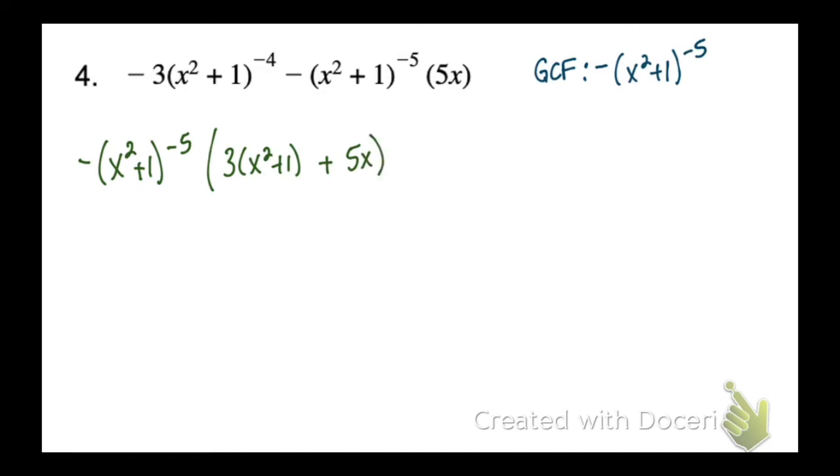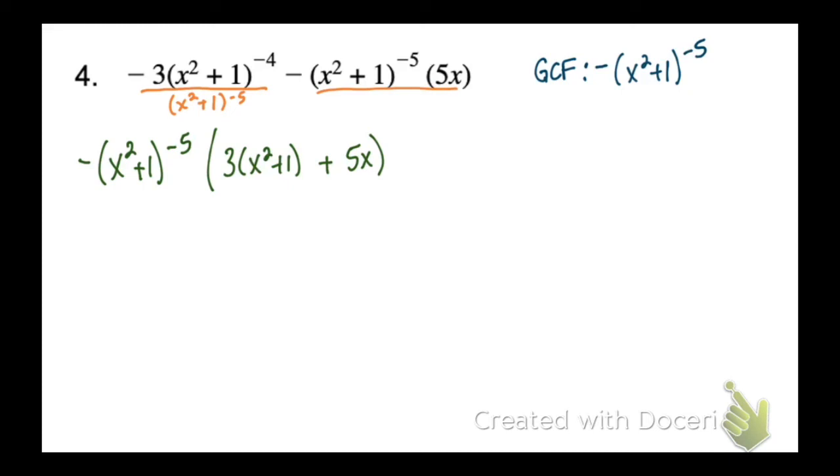Okay, let's stop and talk about this here now. So I'm dividing out of this term, I'm taking out x squared plus 1 to the -5. Think about our exponent rules here. We would do -4 minus -5 to get our new exponent. So the top exponent minus the bottom. -4 minus a -5 is 1.